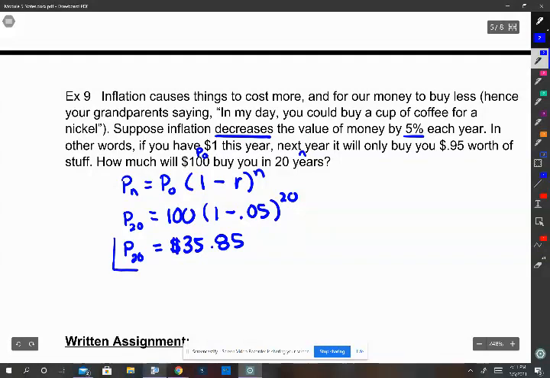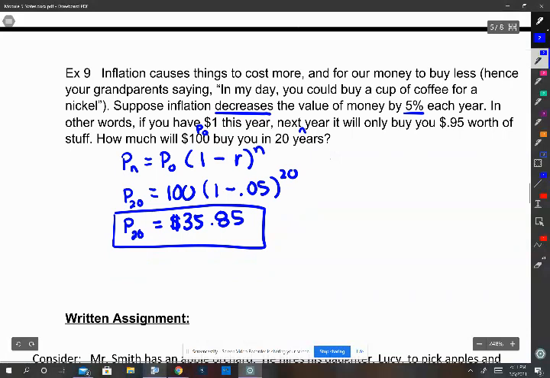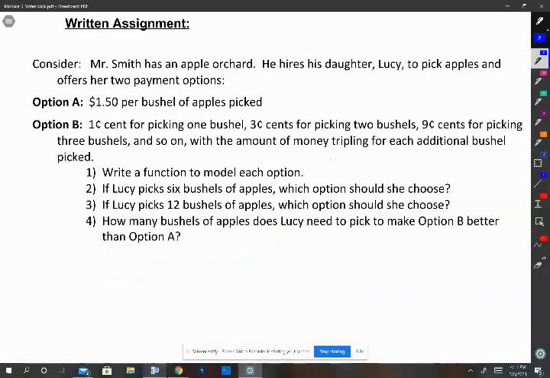All right, and so that's how much your $100 is worth. So there is a written assignment for Module 5, and I think it's changed a little bit. I think they might even give you the equation now. I was going to look that up before I talked about this, but notice that there's two options, an option A and an option B, and what they're trying to get you to do is figure out when is one option better than the other for Lucy. Like it'll say if it's 6 bushels, which option should she take? If she picks 12 bushels, which option should she take?